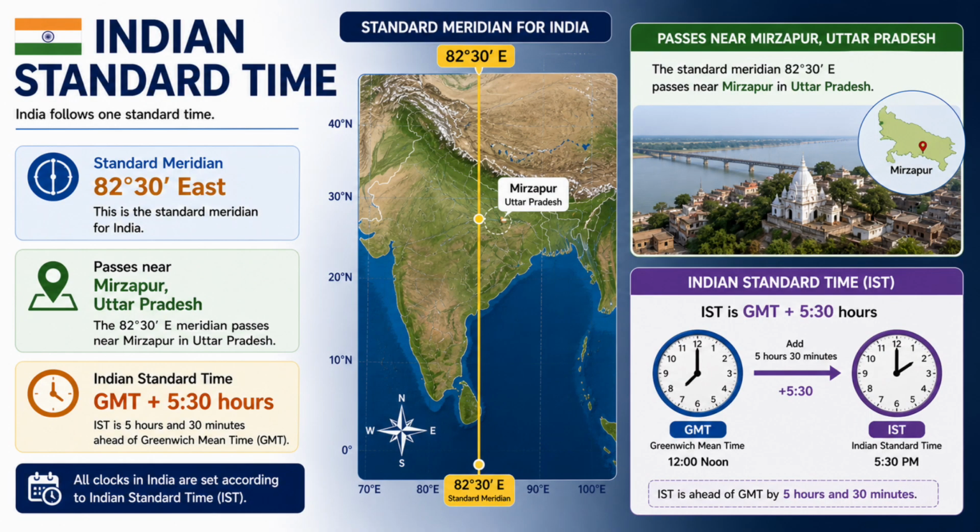Moving ahead, we will understand Indian Standard Time. India follows one standard time throughout the country. The longitude 82.5 degrees east is taken as the standard meridian of India. It passes near Mirzapur in Uttar Pradesh. The local time at this meridian is called Indian Standard Time or IST. Indian Standard Time is equal to Greenwich Mean Time plus 5 hours and 30 minutes.